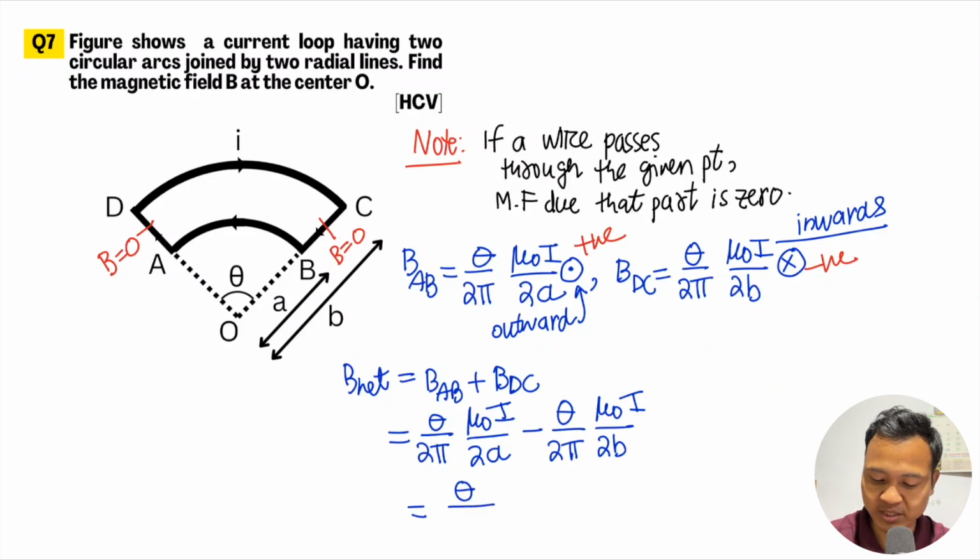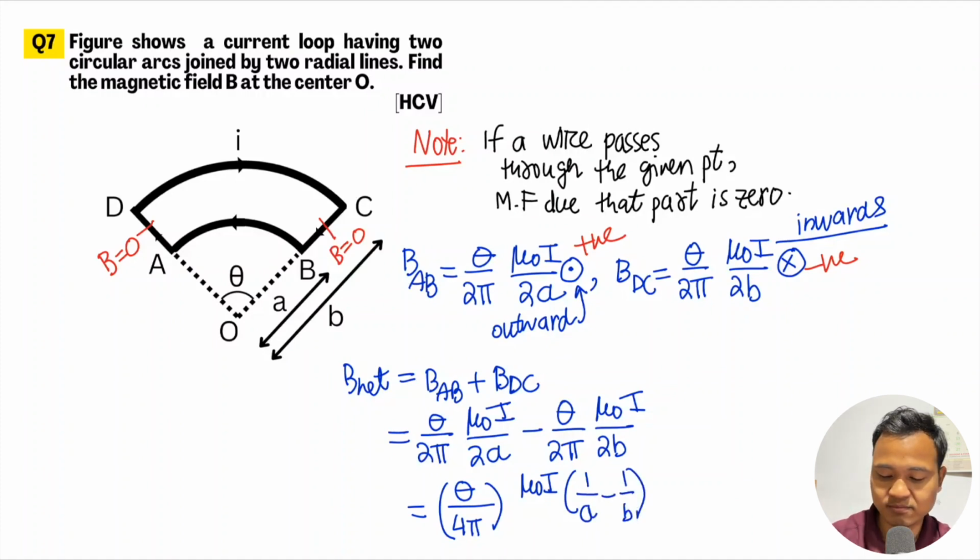So theta by 2 pi is common. 2 into 2 is 4 pi. So mu naught into I, and here I will have 1 by A minus 1 by B. I can do the rest of the calculation here. So that is the answer.